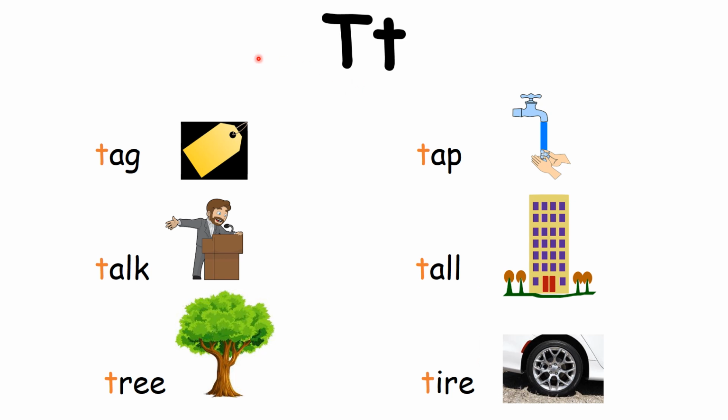So letter T, the sound is T. Okay, let's read the words. Follow this pointer. Sound it first. T. Tag. Next. T. Talk. T. Tree. T. Tap. T. Tall. T. Tire. Now it's your turn. Sound it first. Begin.